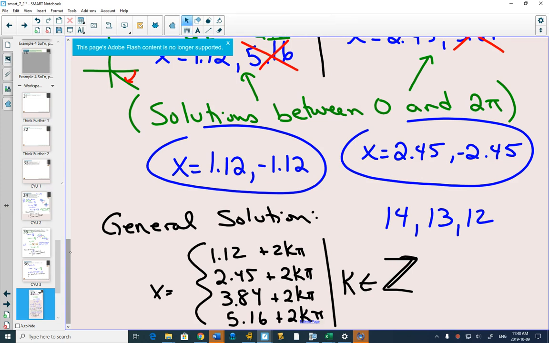14, 13, and 12. For 14, there's a lot of quadratics. Some of them you can factor. So if you want to try factoring first, if you get good at factoring, it's often shorter. But you could also use the quadratic formula every single time if you wanted to.